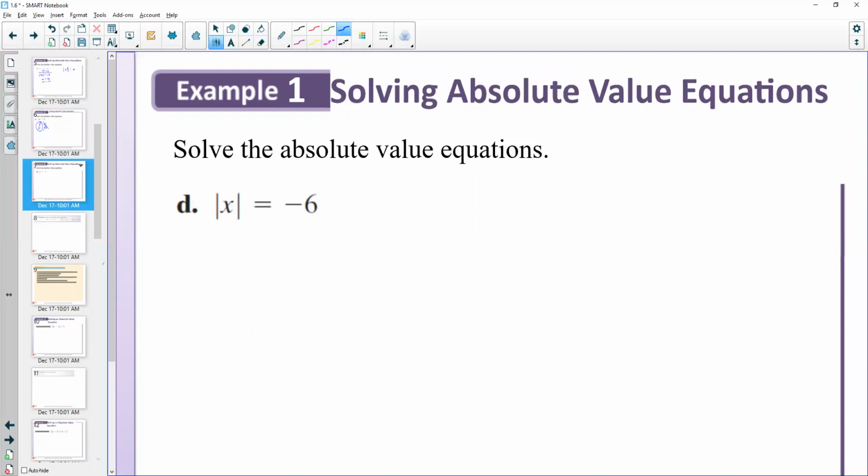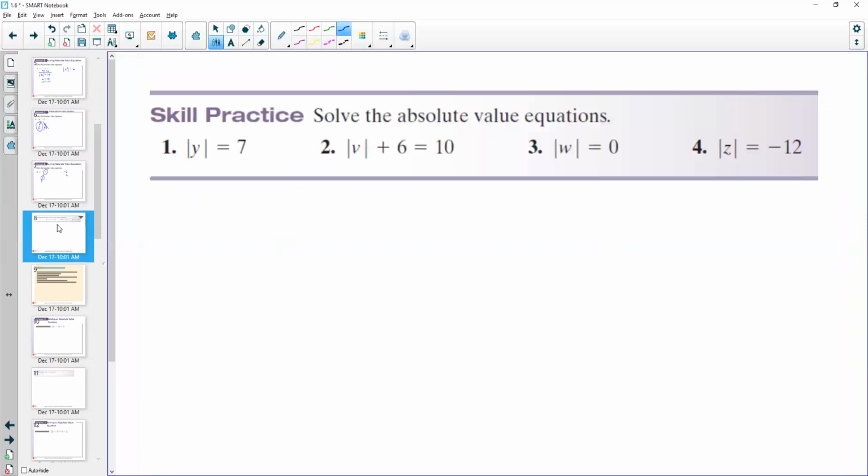In this equation, the absolute value of x equals -6. Here's the thing. The absolute value of something can't equal a negative. So I'm not going to go through the exercise of writing 6 and -6 here, because this answer is impossible. So the answer here is no solution, empty set. We can't get to that, okay? Not possible.